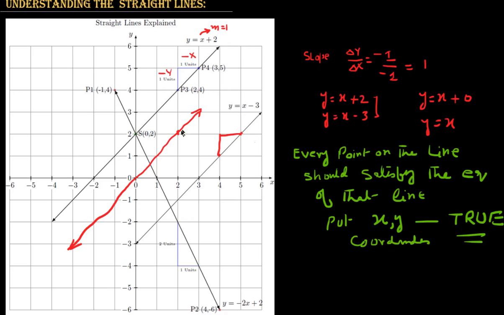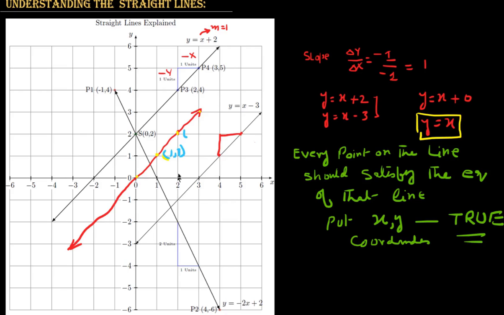So this line has a 0 intercept. It means the equation of the line which passes through the origin is y equals x. So every point on this line should have the same x and y coordinate values. So what is this point? This is 1, 1. What is this point?